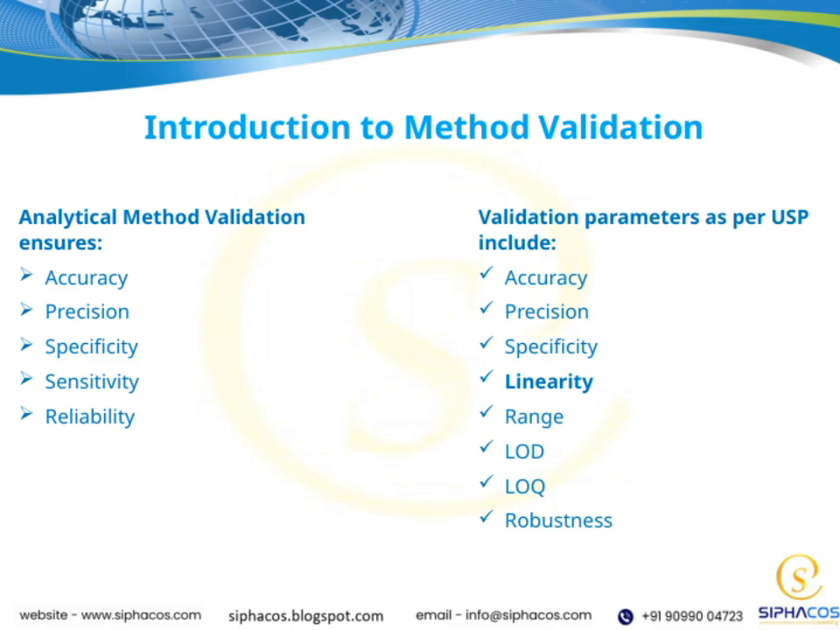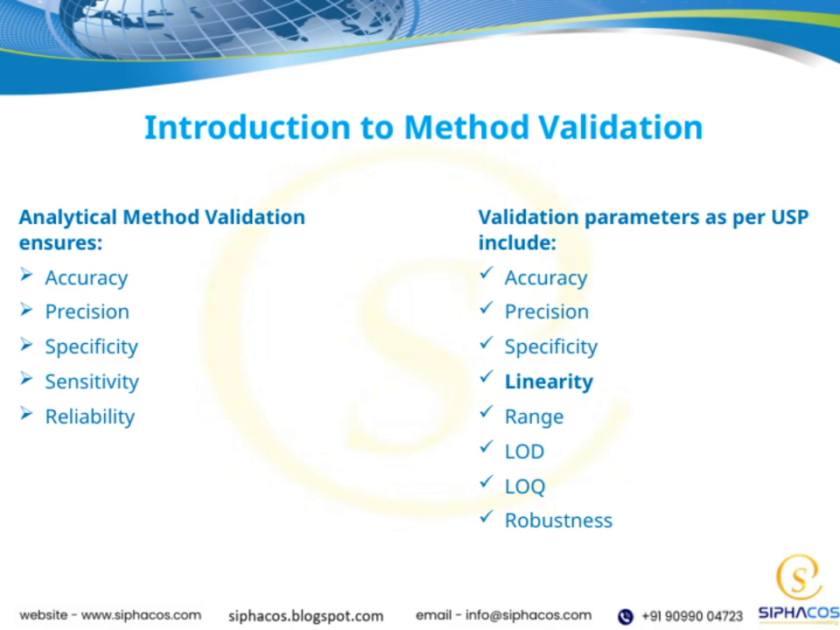Linearity shows how well our method can produce results that are directly proportional to the concentration within a given range. Range itself indicates the span over which the method remains accurate and precise. LOD, the limit of detection, is the smallest amount we can detect, while LOQ, the limit of quantification, is the smallest amount we can measure reliably. Robustness tests how resilient our method is to small changes in conditions.